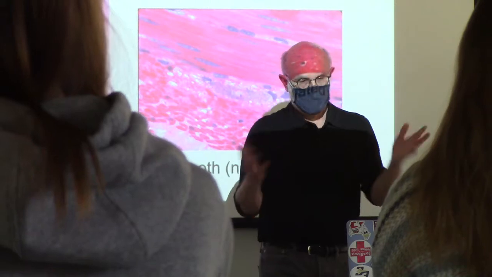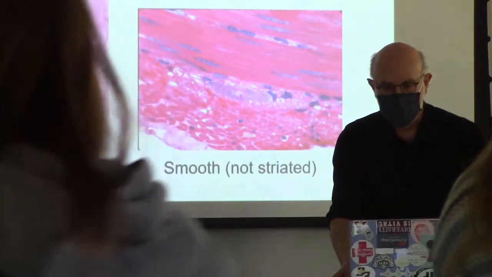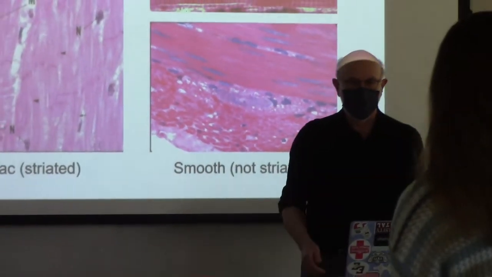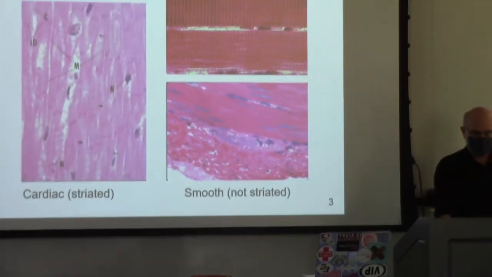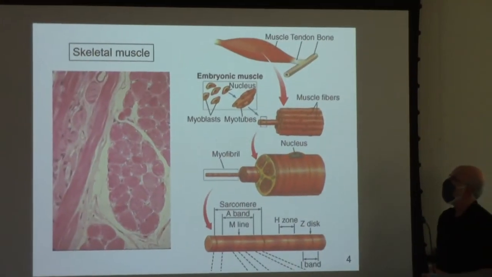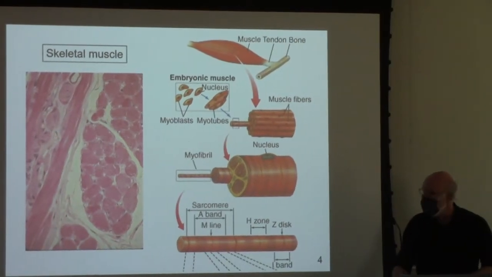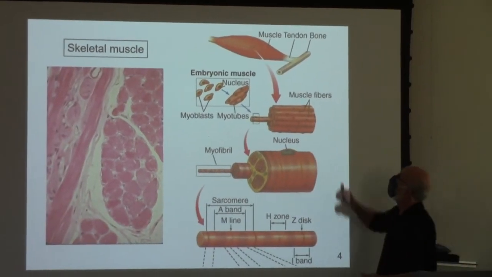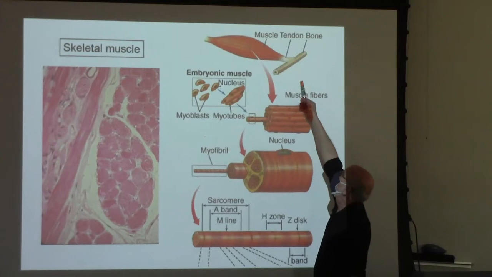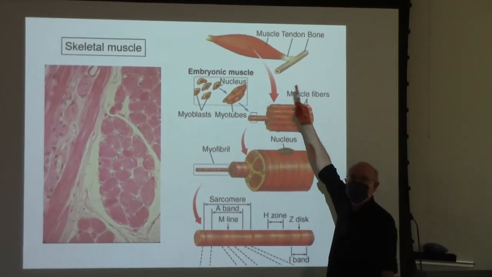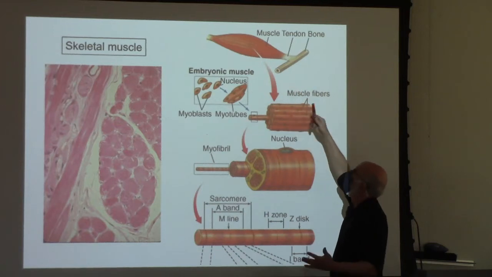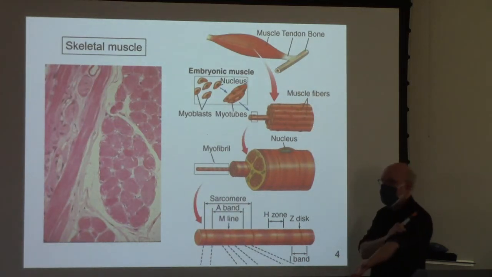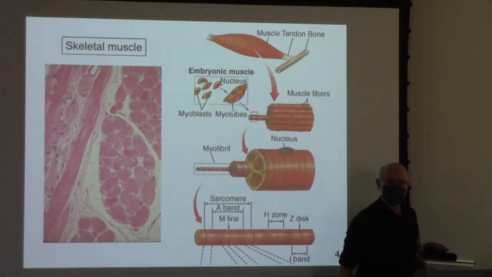So let's go ahead and get started on muscle now that we've used some muscle. So we're focusing on skeletal muscle. Skeletal muscle is muscle that typically moves bone. Muscle is connected to bone by tendons. Muscles like the biceps brachii, or the biceps femoris.